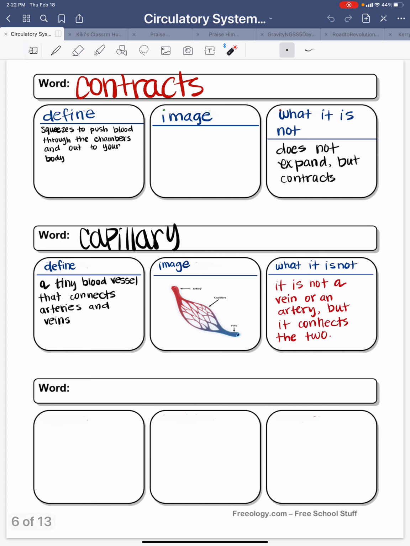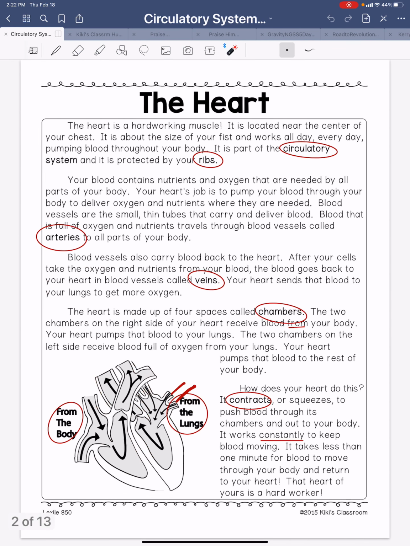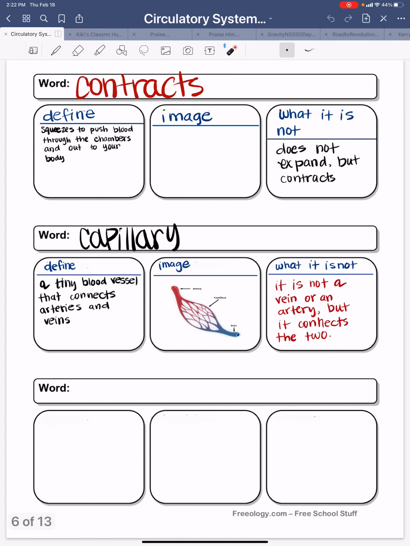All right, contracts. That was one of our words that we learned when it was talking about the heart. How does your heart do this? It contracts or squeezes to push blood through the chambers and out of your body. It works constantly to keep blood moving. It takes less than 1 minute for blood to move all the way through your body and return to your heart. Isn't that amazing? That amazes me. That heart of yours is a hard worker.